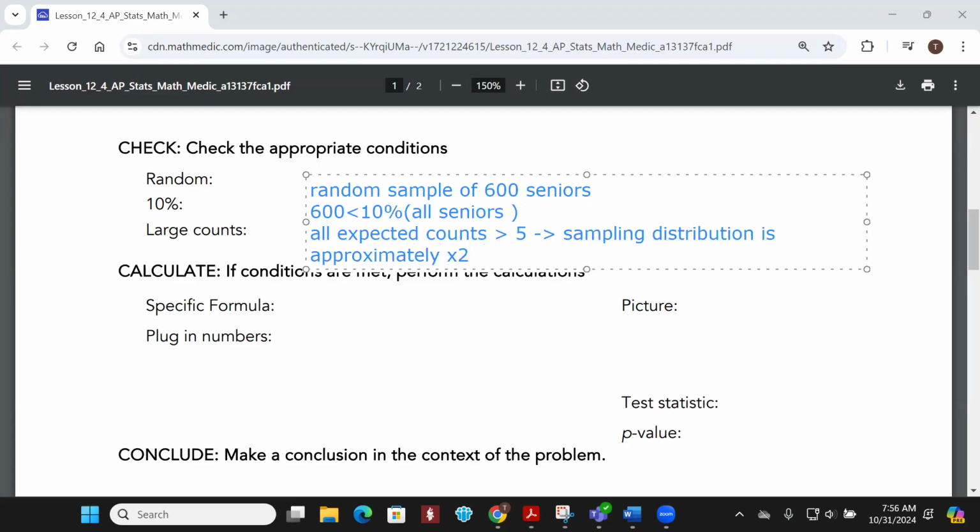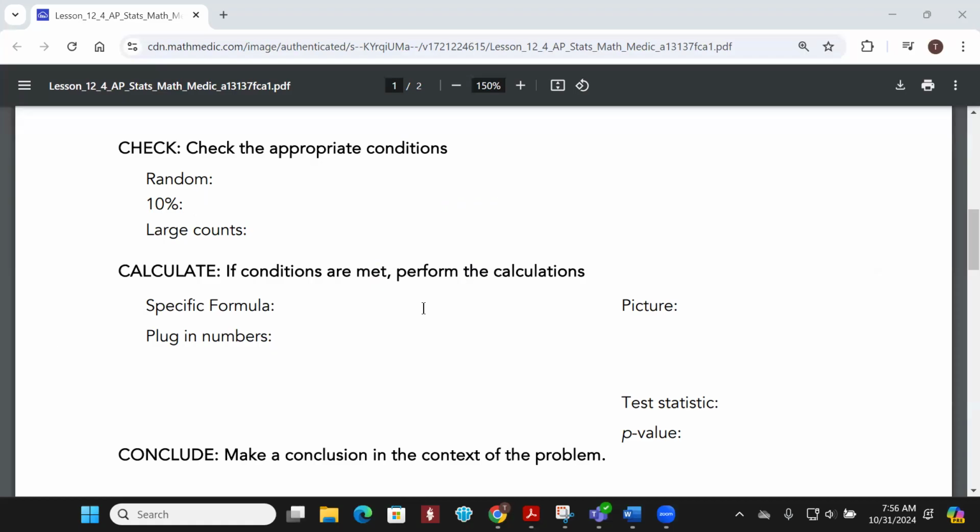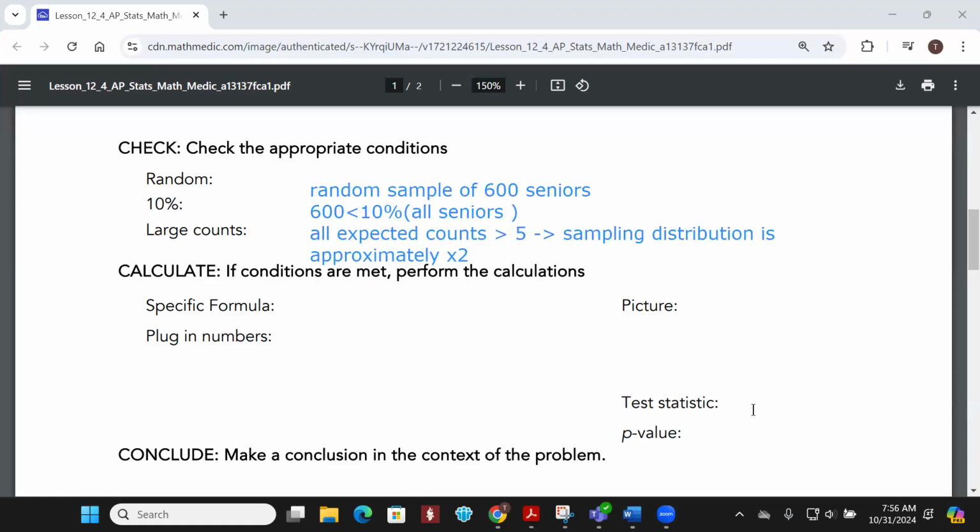Okay. Your specific formula: chi-squared is equal to the summation of observed minus expected, squared, divided by expected. All of these have the same setup. The only difference is remembering whether you have 2 samples, 1 variable, 2 samples, 2 variables, or 1 sample, 1 variable. That is the only difference between all of these.